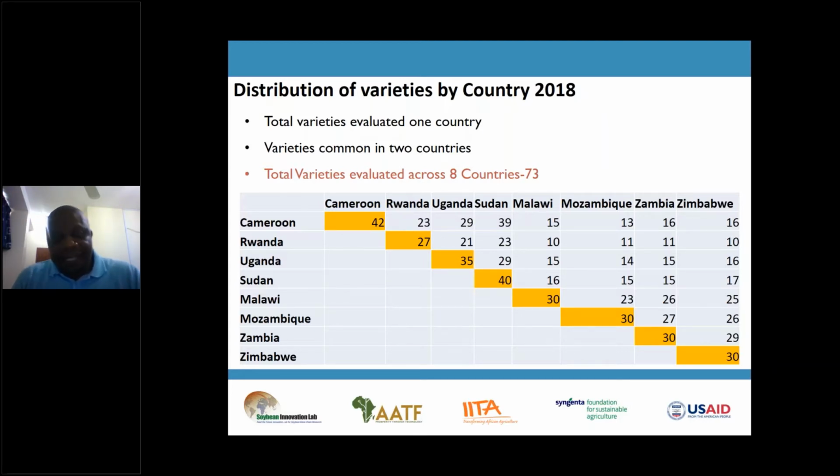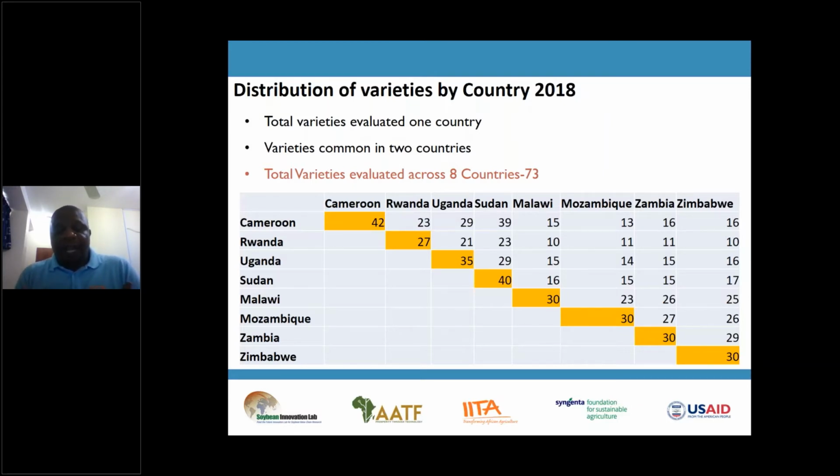So the varieties you see colored in yellow are the total number of varieties. And the ones with the white background are those varieties which are common to 2 countries. That helps us to identify varieties which can perform in 2 countries. This is very important for seed companies because if we have one variety which can perform in 2 countries, the seed companies are able to market those varieties in 2 countries.